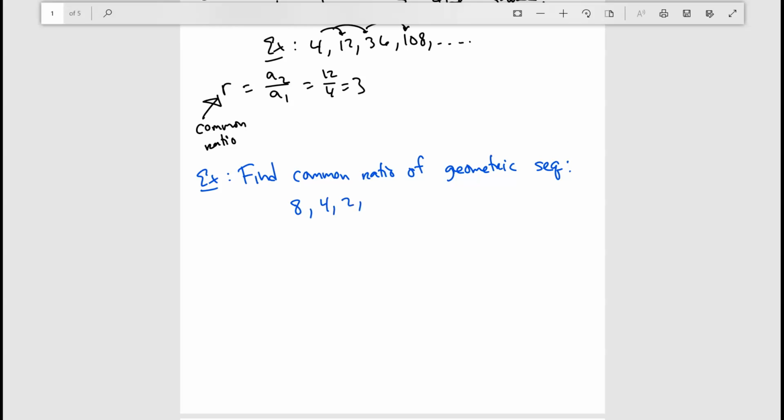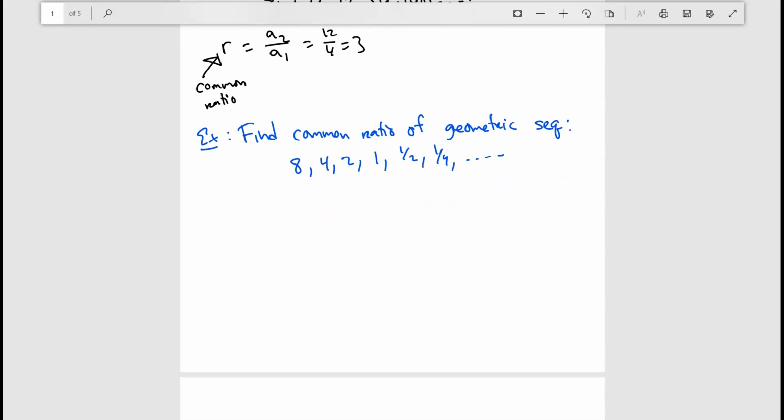8, 4, 2, 1, 1/2, 1/4. So what would that be? Well, the common ratio is going to be R is equal to A2 divided by A1. A2 in this case is 4, so it's 4 divided by 8. So 4 over 8 in this case is 1 over 2. What this means is that each time I'm multiplying each term by 1/2, or dividing it by 2. So that's what that's going to be equal to.